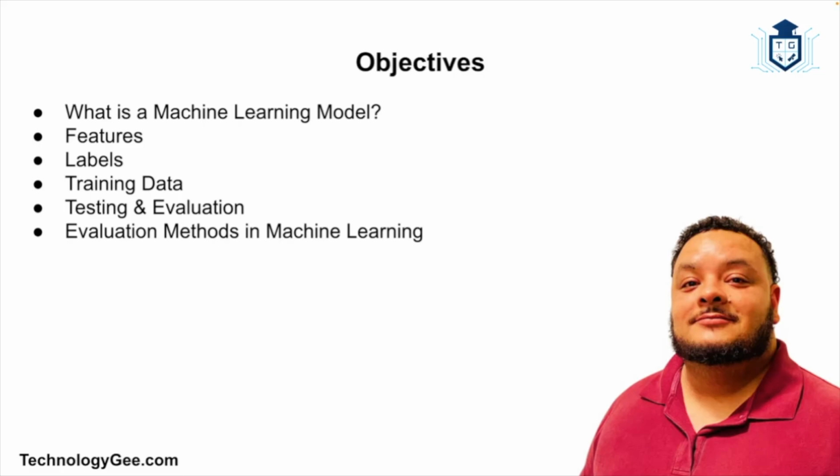Well, this is going to be your deep dive into the structure of machine learning models, which are the inner workings that power everything from recommendation engines and facial recognition to language translation and self-driving cars. And in this video, we're going to break it down step by step. We're going to talk about what features and labels are and why they matter, what training data is and how models learn from it, and then how we evaluate if a model is actually doing its job. So I'm going to try to make this as pain-free and practical as possible. So with that being said, let's get into it.